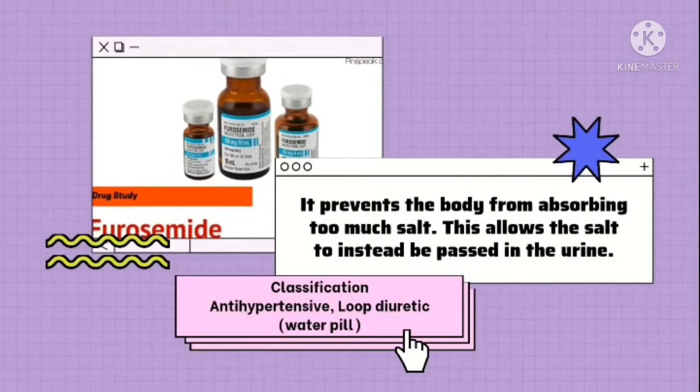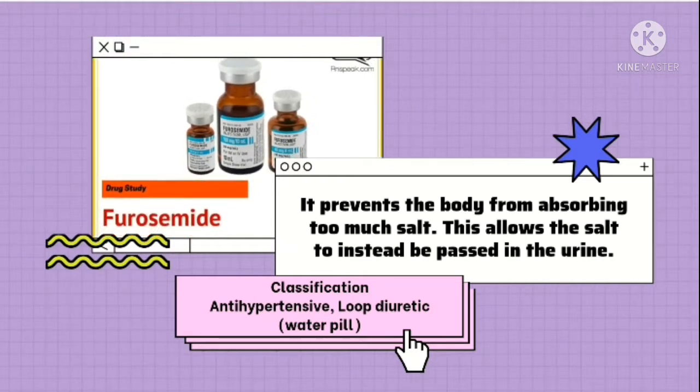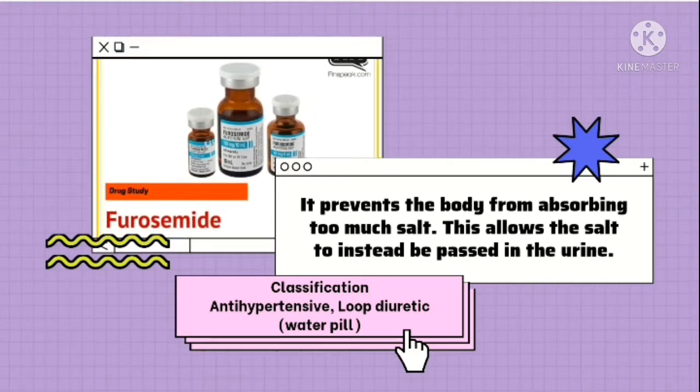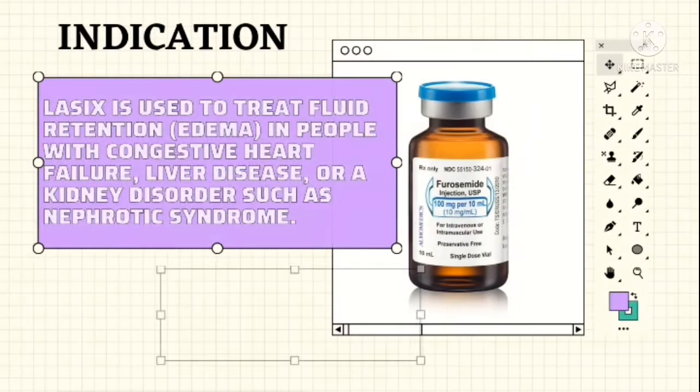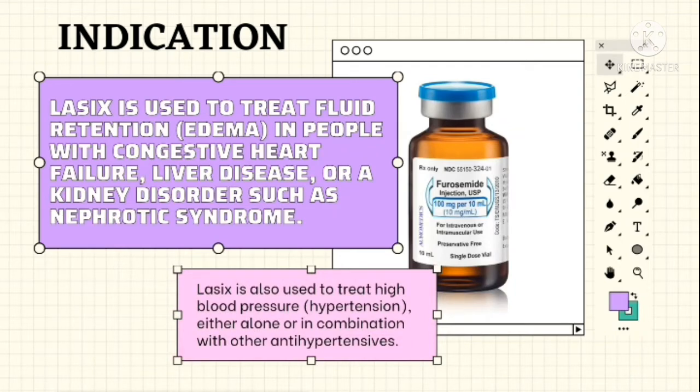Furosemide is an antihypertensive loop diuretic water pill. It prevents the body from absorbing too much salt. This allows the salt to instead be passed in the urine. Lasix is used to treat fluid retention or edema in people with congestive heart failure, liver disease, or a kidney disorder such as nephrotic syndrome.